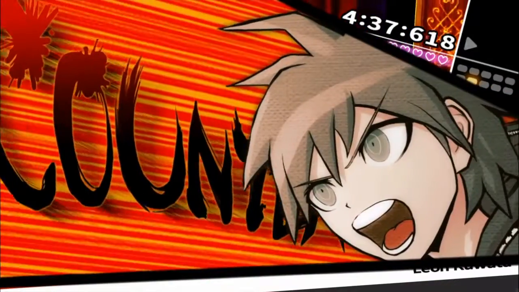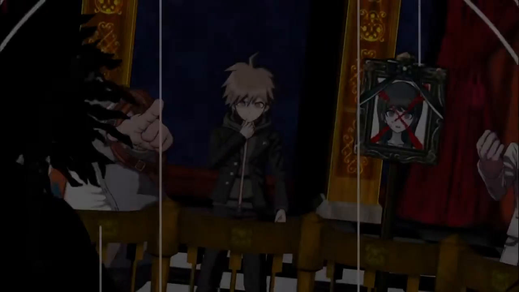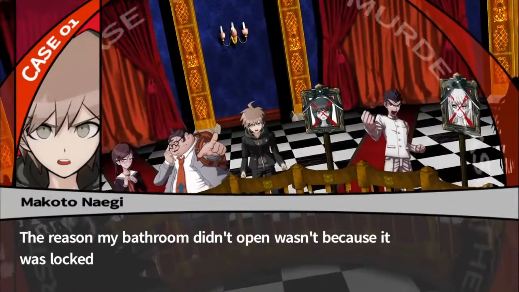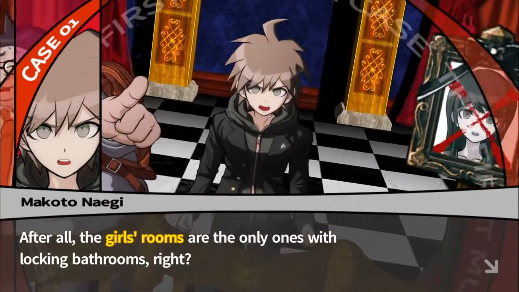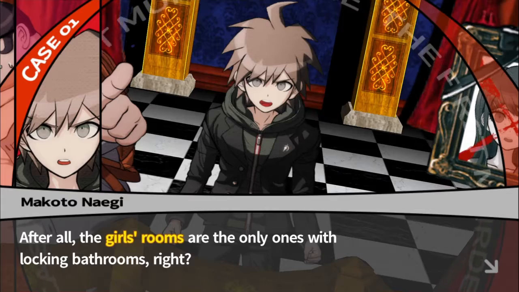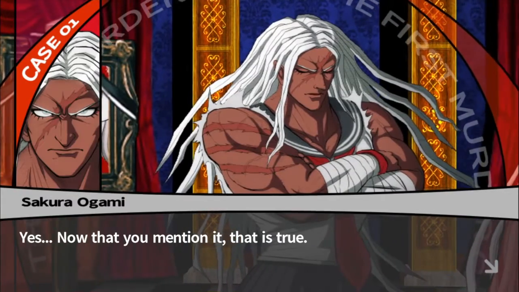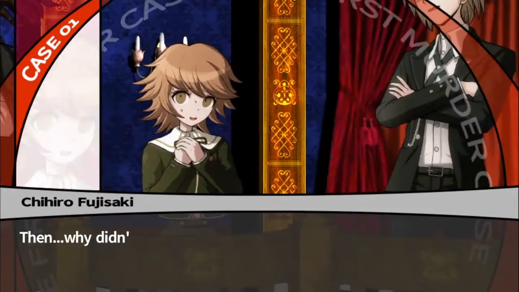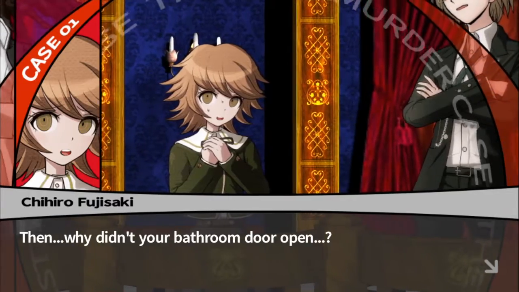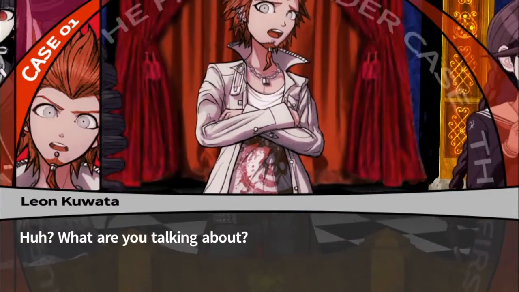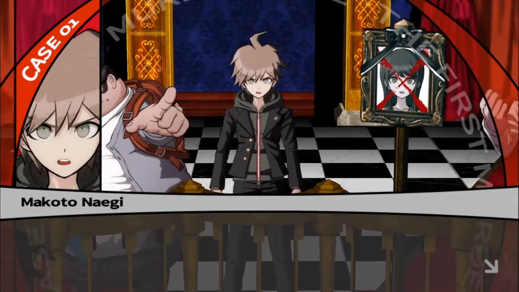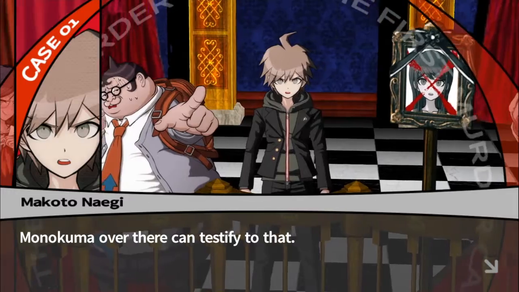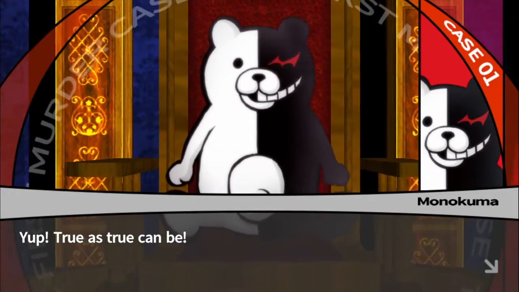No, that's wrong! The reason my bathroom didn't open wasn't because it was locked. After all, the girls' rooms are the only ones with locking bathrooms, right? Yes, now that you mention it, that is true. Then why didn't your bathroom door open? Because it was stuck. Huh? What are you talking about? My bathroom door doesn't fit in the frame quite right. Monokuma over there can testify to that. Yup, true as true can be.